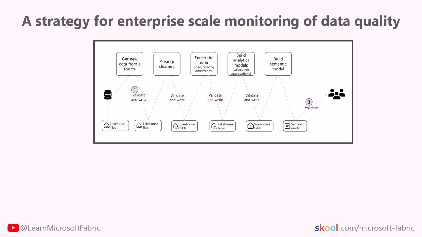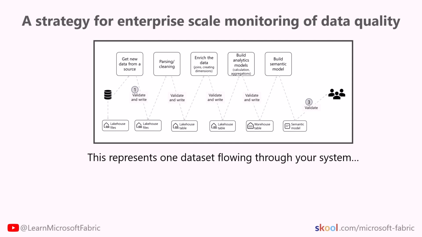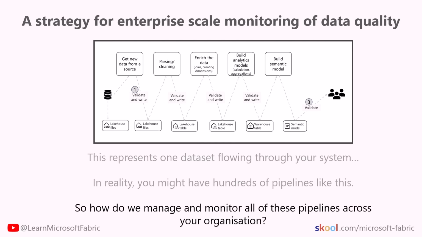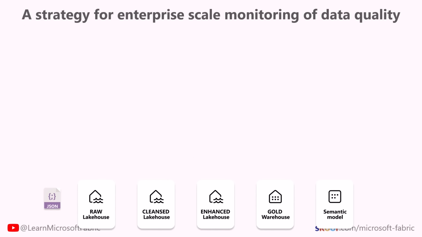So up until this point, we've looked at various stages in this pipeline and which tools we can use for individual parts of that pipeline. And this represents one data set flowing through your system. In reality, you might have hundreds of pipelines like this. So how do we manage and monitor all of these pipelines across your organization? How do we get that picture across your organization to understand where the data quality issues are rising, where the trends are, where do we need to spend more of our time and our investment in improving data quality across our organization? Well, now we're going to walk through how you might achieve that.